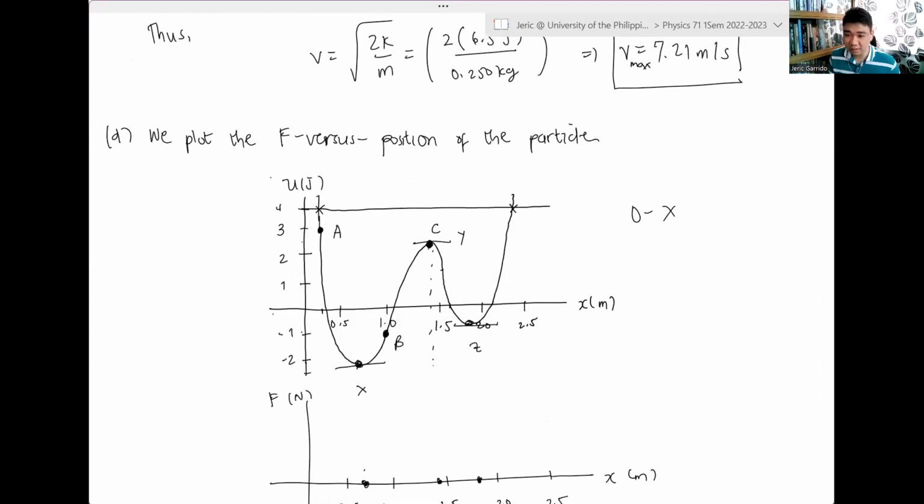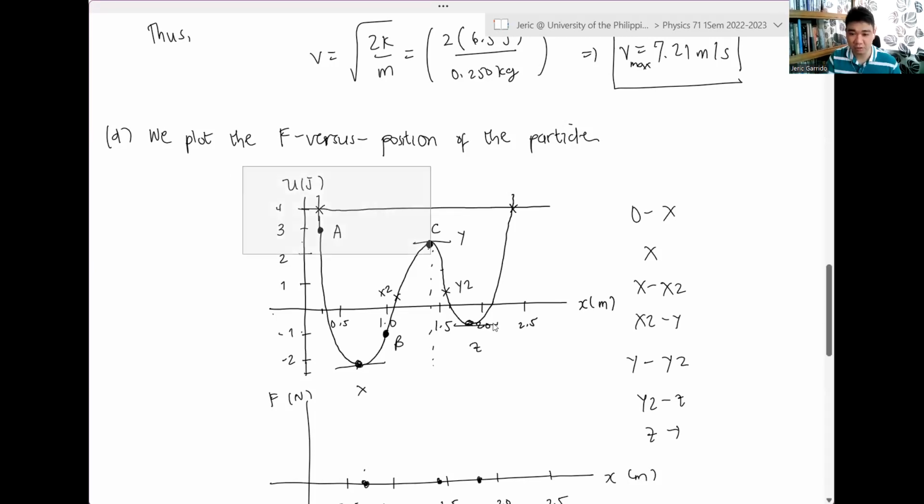So 0 to X, X to Y, wait lang. May dalawang points pa rito. X2 na lang to, Y2 na lang to. Then I have a Y, and then X2 to Y pala. Nag-identify ako ng points sa X2 to Y, Y to Y2, Y2 to Z. Z above. Okay. Sige, isa-isahin natin. From 0 to X, what is the slope? Positive or negative?